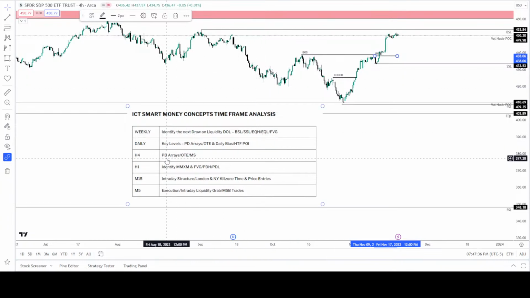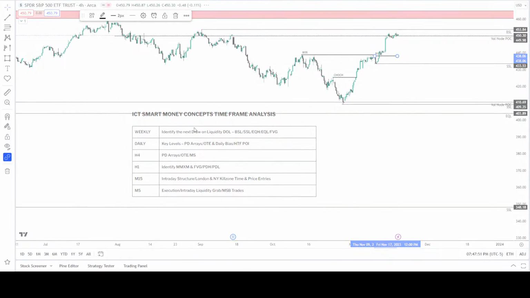So we got our premium discount arrays. We already have those marked off. We got our low here. We got our lows here. We got our high here. And then we already looked at our optimal trade entry, and then we just looked at our market structure shift. So then we'll go down to the 1-hour time frame.